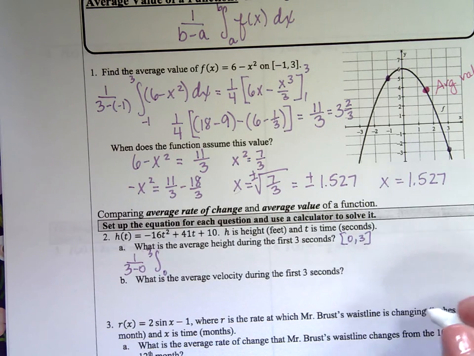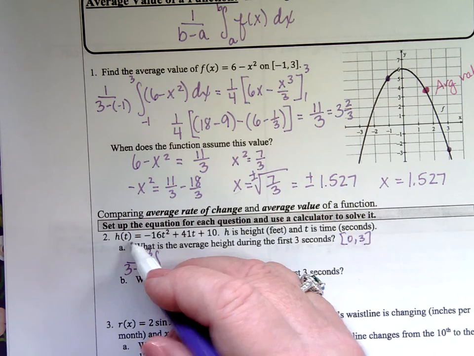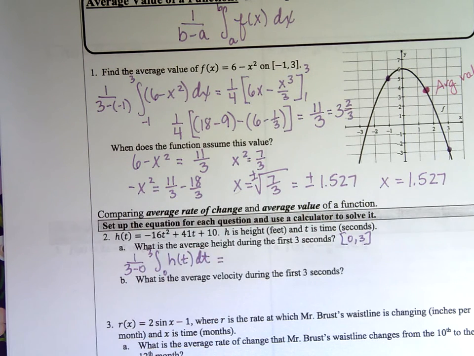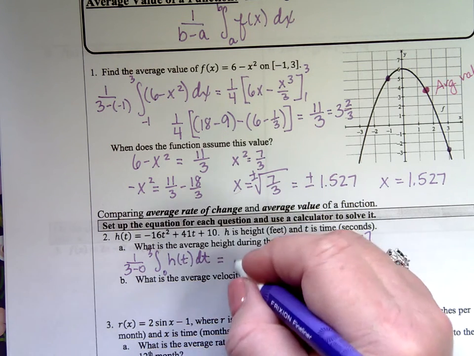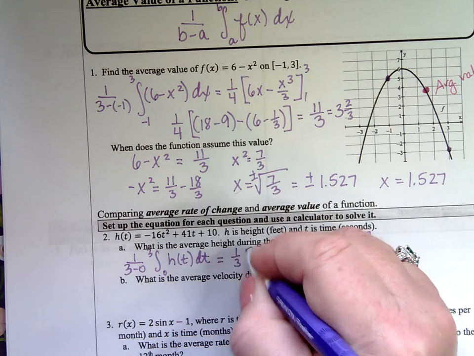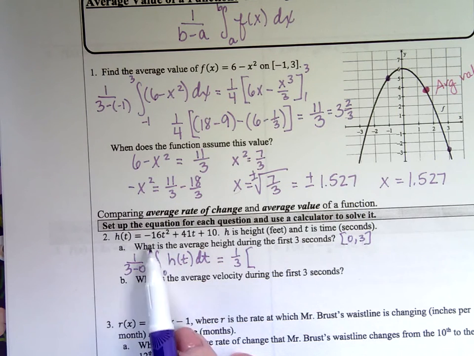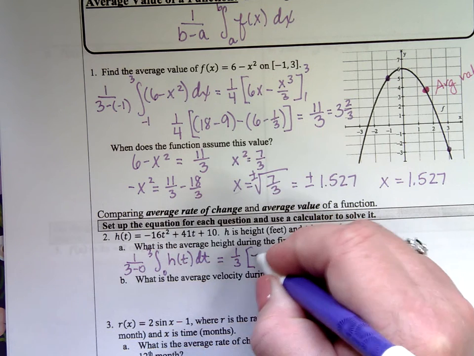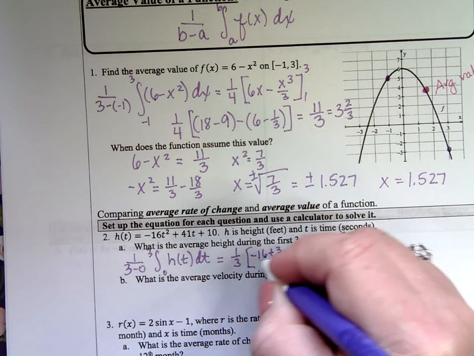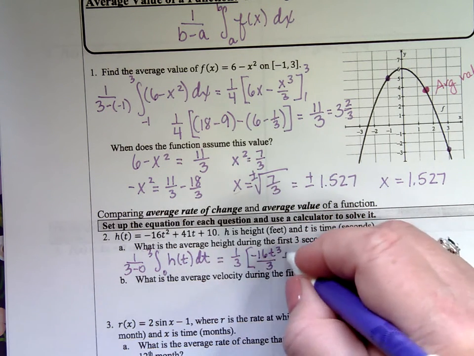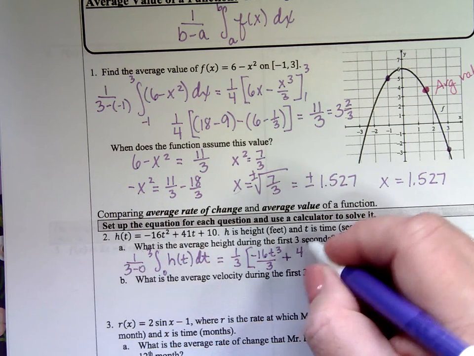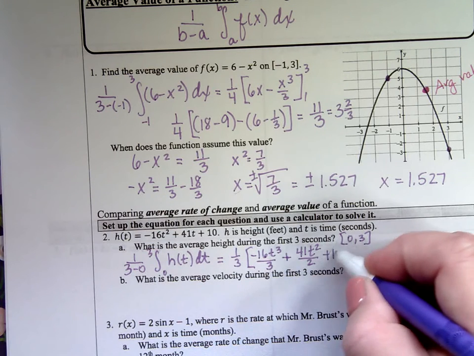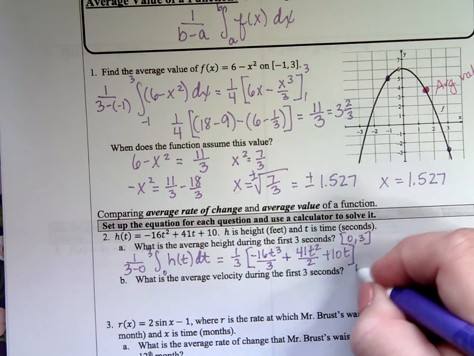Now, Mr. AP allows you, if it's already identified as h of t, you can call it h of t. So you don't have to write the whole thing out. But then I need to integrate it. So 1 over 3 minus 0 is 1/3. I have the integral going from, let's see, if I take the integral of negative 16t squared, that's going to be negative 16t cubed over 3. And then I have plus 41t squared over 2. I'm just integrating each of these pieces, plus 10t, going between 0 and 3.